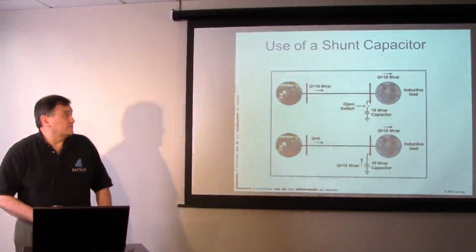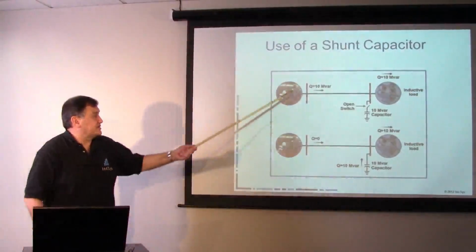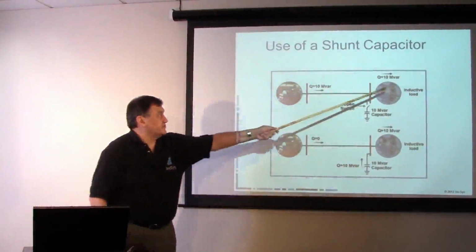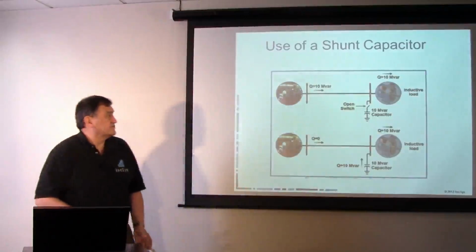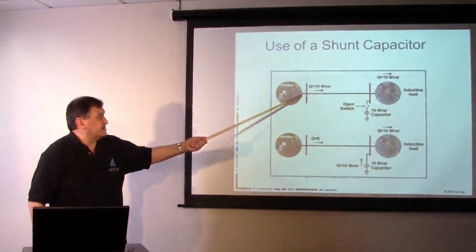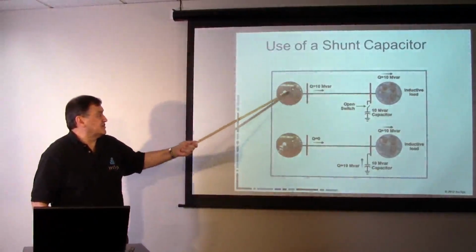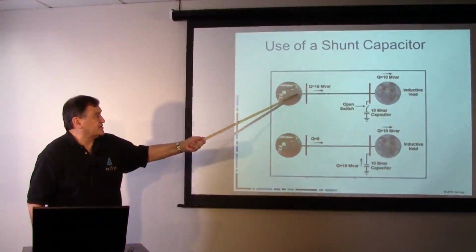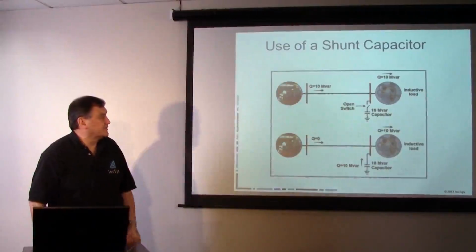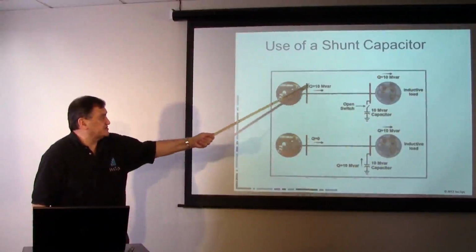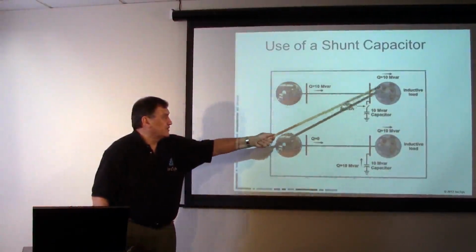Now, so in general, we have generators and we have loads which are inductive. So here we have 10 megavars coming out of this generation, pushing megavars onto the system. It's overexcited, it's working in a lagging mode, and it's boosting voltage. So the voltage here we would expect to be somewhat higher than the voltage here.